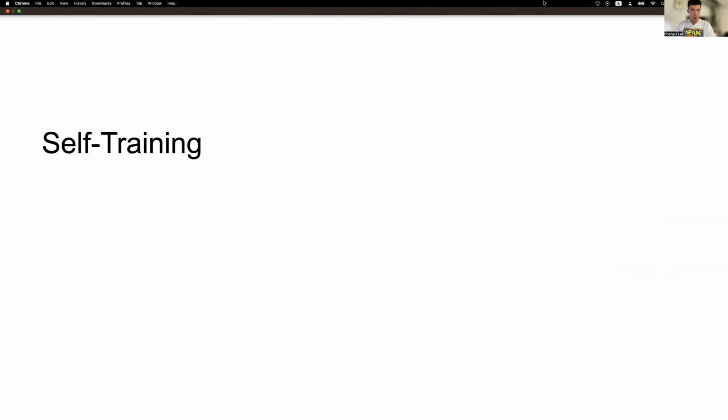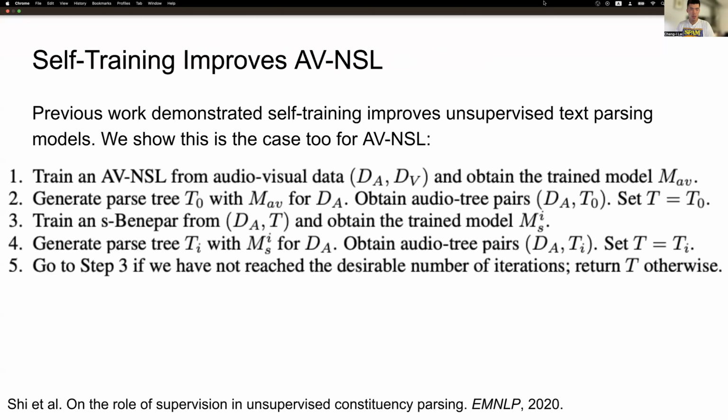Now we're going to introduce two additional techniques that improve AVNSL. The first technique is self-training, and previous work in grammar induction has demonstrated that self-training improves unsupervised text parsing. We show that this is also the case for audio-visual neural syntax acquisition. We begin by training an AVNSL from audio-visual data. We then take the trained AVNSL model and get an initial parse tree. So we have paired speech and parse tree for us to train a supervised parser. And we can train the supervised parser iteratively until the tree F1 score saturates.